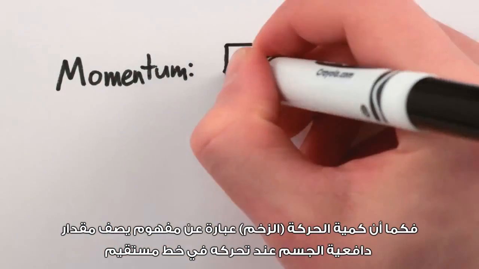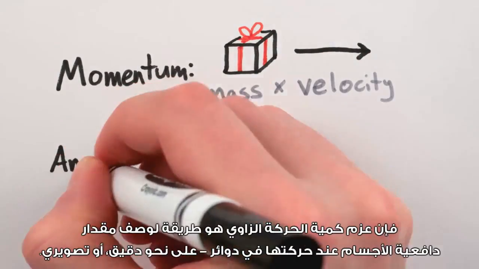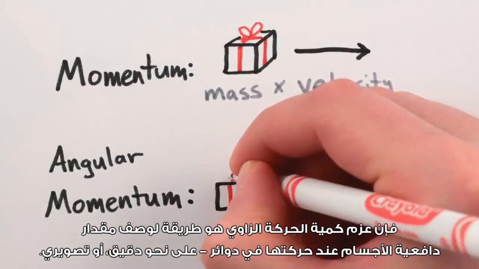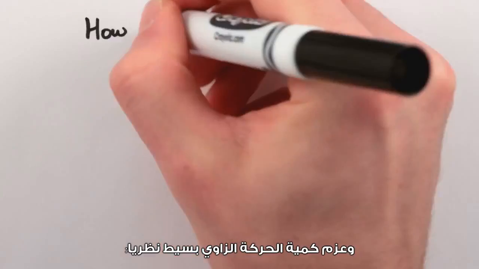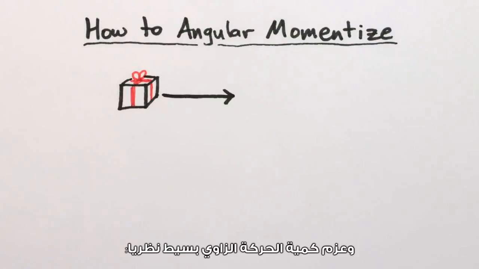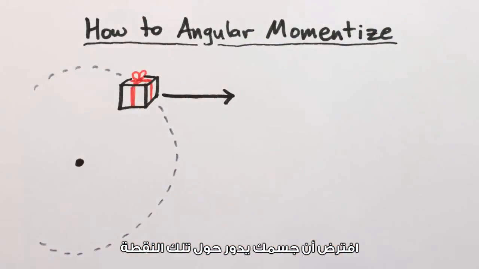Just like momentum is a concept that describes how much oomph an object has when it moves in a straight line, angular momentum is a way to account for how much oomph objects have when they're going in circles, figuratively or literally. And angular momentum is simple in theory. Pick a point, any point. Pretend your object is moving in a circle around that point.